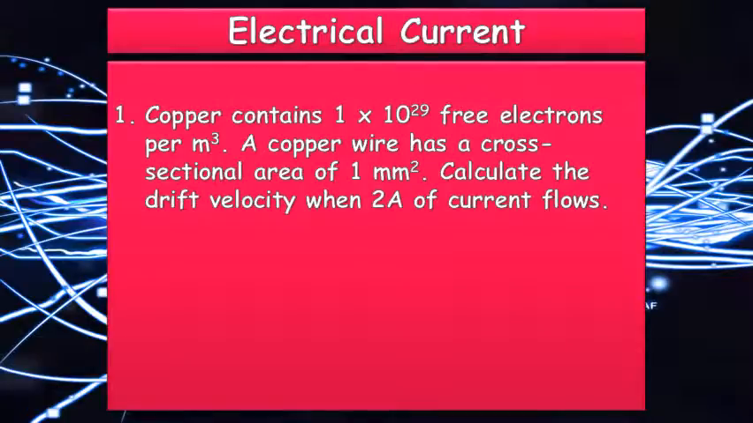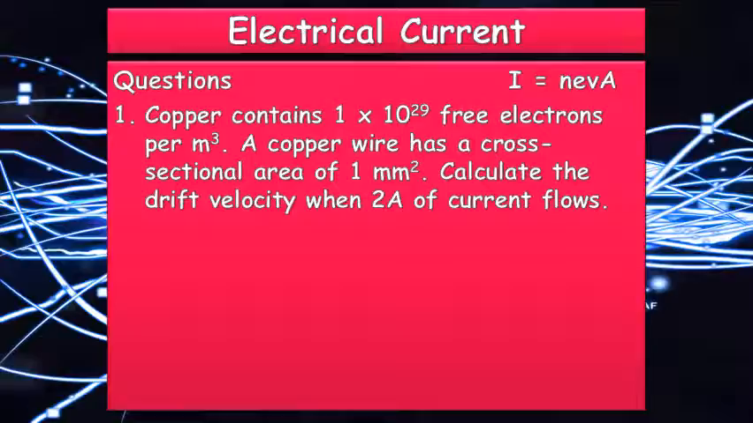So now let's look at a problem involving this electron drift. Copper contains about 1 times 10 to the 29 free electrons per meter cubed. Being a metal, that makes sense. And a copper wire has a cross-sectional area of 1 millimeter squared. So what I want you to do in the next few moments is to calculate the drift velocity when 2 amps of current flows. Of course, remember that the equation is I equals nAve. So pause the video now, see if you can come up with an answer, and come back to watch the answer that we'll go through together.